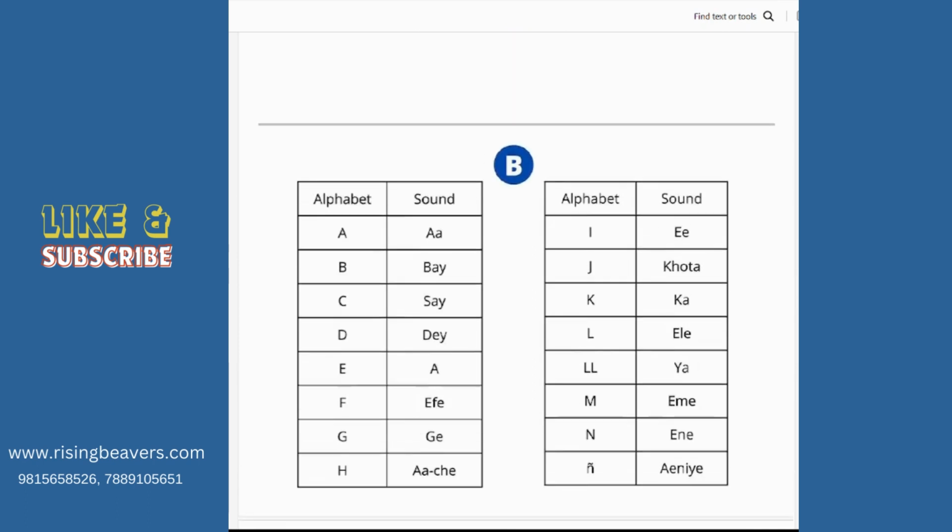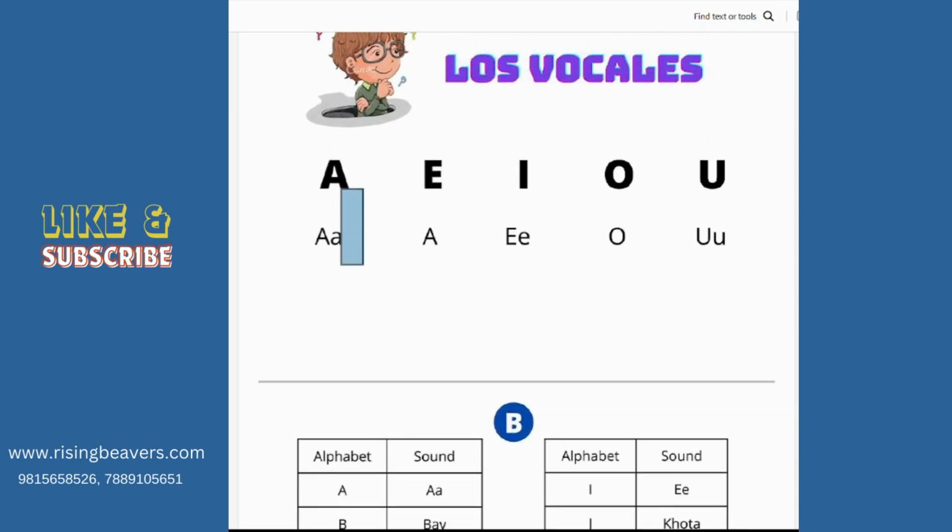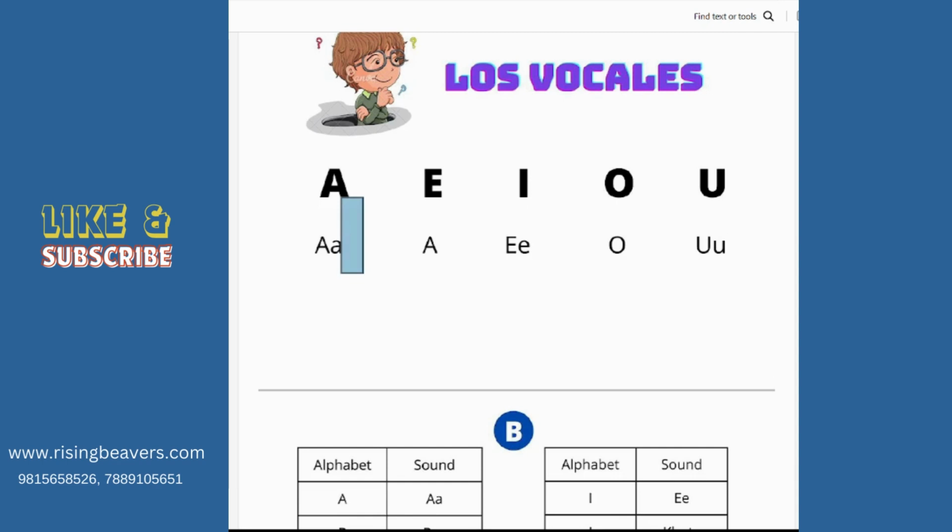Then, let's come to the vowels. So, the title is Los Vocales. Los vocales, do you have any idea what this means? Los vocales means the vowels. Los is the article for the and vocales is vowels. So, we all know in English we have the vowels A, E, I, O, U. And in Spanish, A, E, I, O, U. Right? Easy? Yeah.